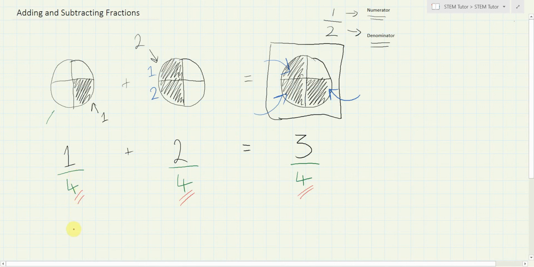If the denominator of the fractions in the question, in this case 4, is the same, then the answer shares the same number. So there's a 4 here, a 4 here, so the answer has a 4. The number at the top is simply 1 plus 2 to give us 3. You can simply add them if the denominator is the same. So 1 plus 2 over 4 gave us our 3 over 4.